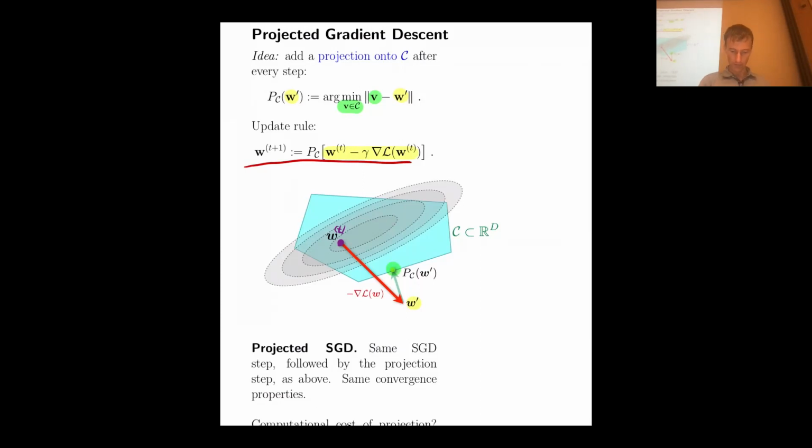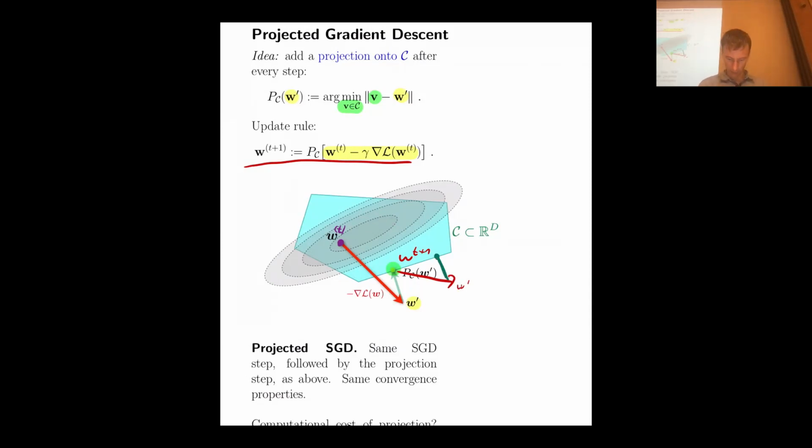And then, so this is where you go. So this is actually your W_{t+1}. And then what's next? Then again, you do the next step. So then you again want to go to some candidate, but you're not allowed. So then you again project back.